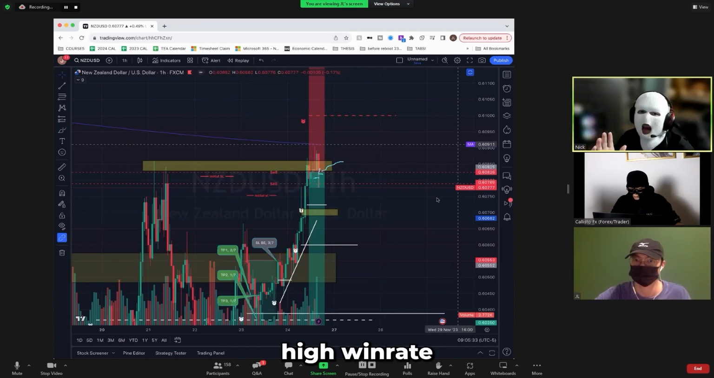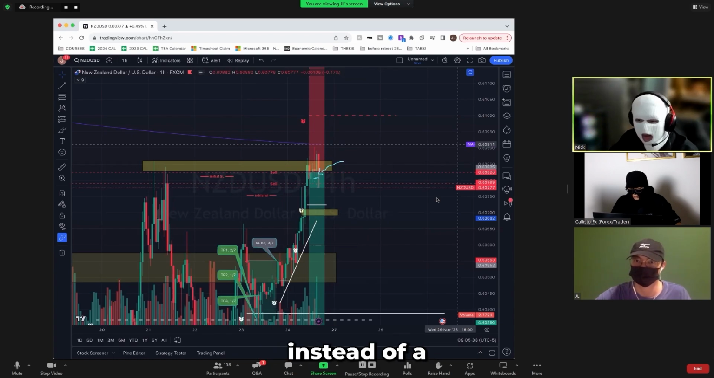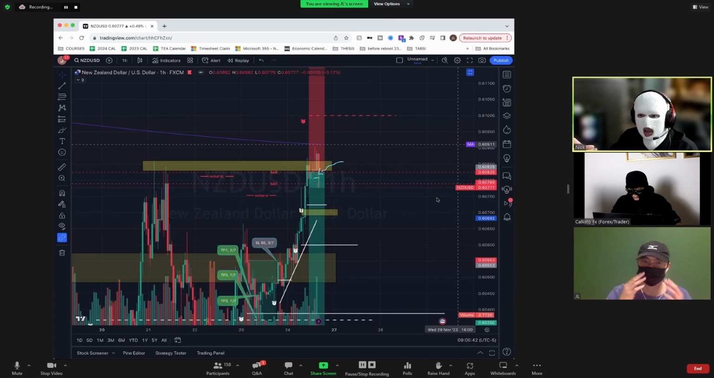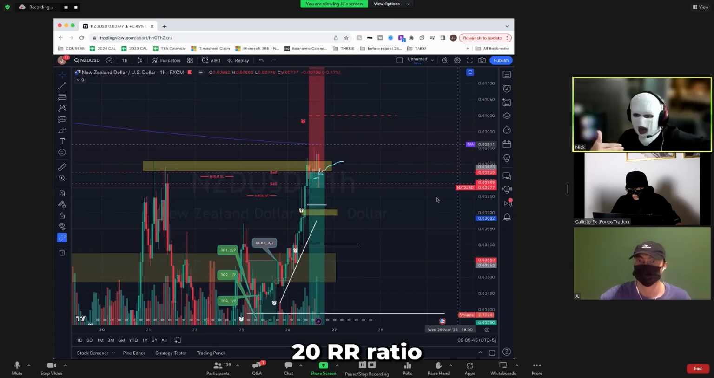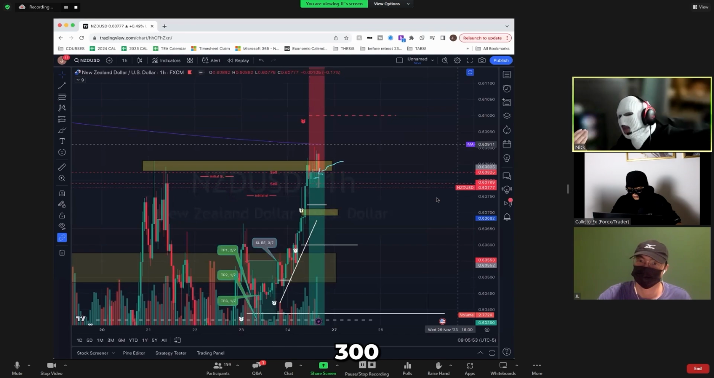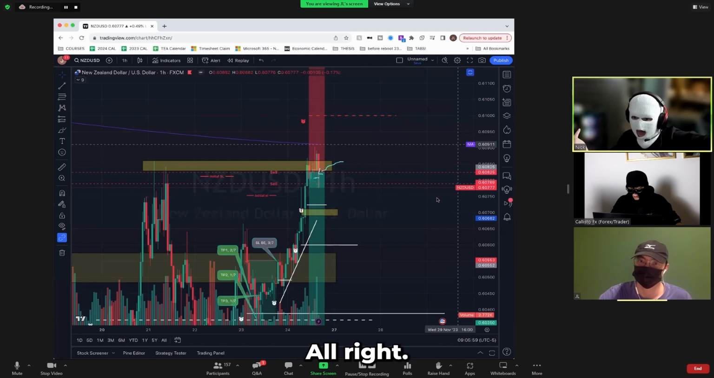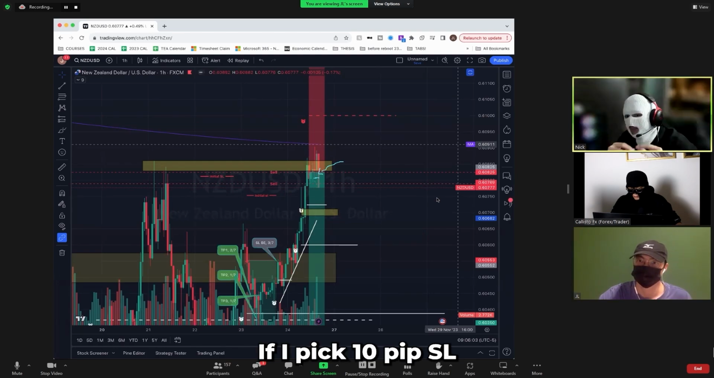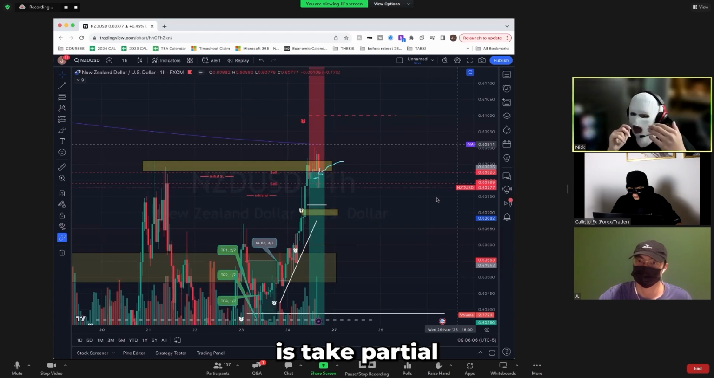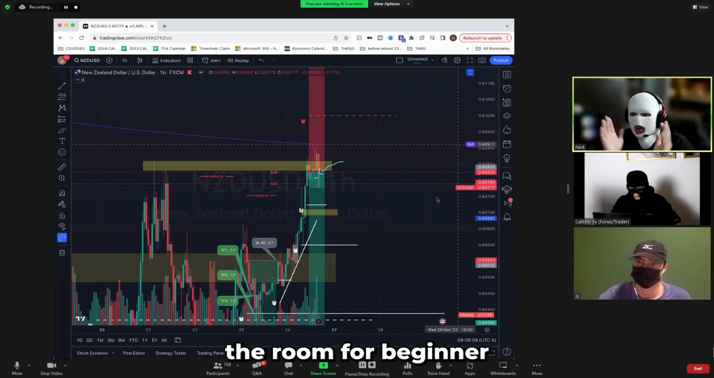The aim here is to get a high win rate instead of a high risk-reward ratio, right? That's why we've been practicing here on this channel, because the fact is, if you aim for a 1:10 or 1:20 risk-reward ratio, yes, I can have a 5 pip SL or 10 pip SL, but I'm aiming 200, 300 pips in profit. What are the chances you hit that TP? Very rarely. So even if I'm taking a 5 pip, 10 pip SL, what I want to do is take partials at 5 pip, 10 pip as soon as possible, because we have such a small SL, the room for beating is very small.